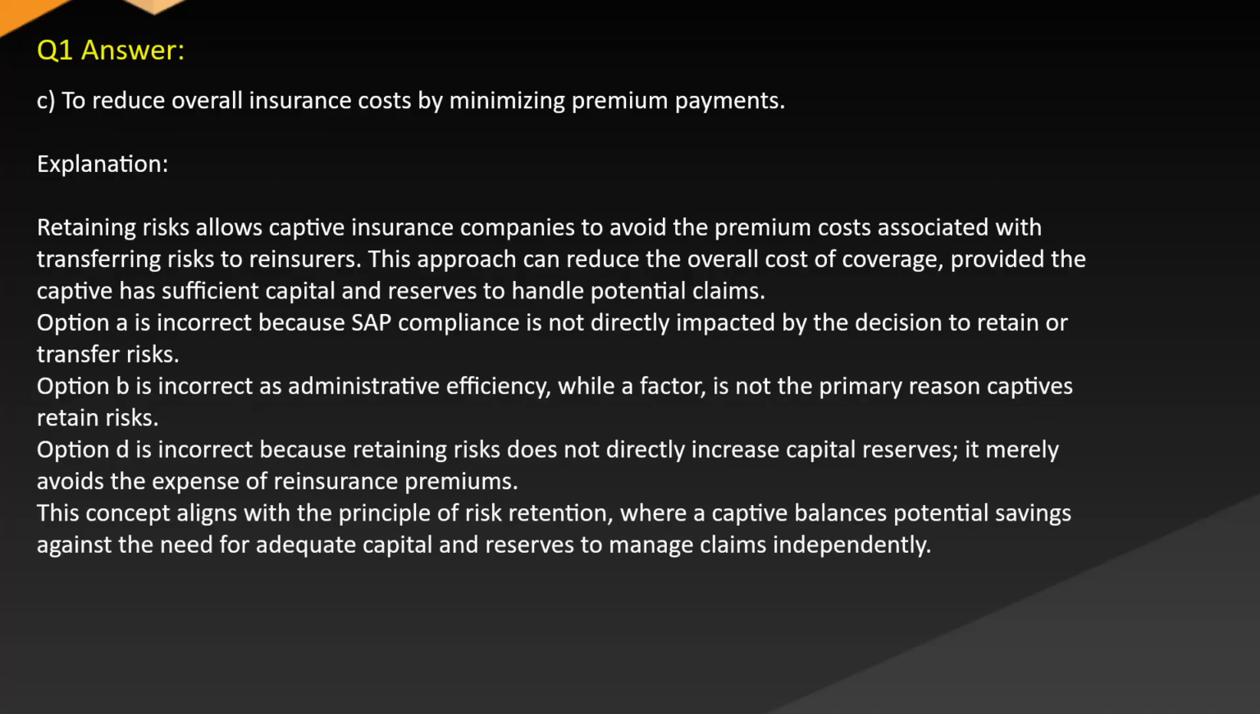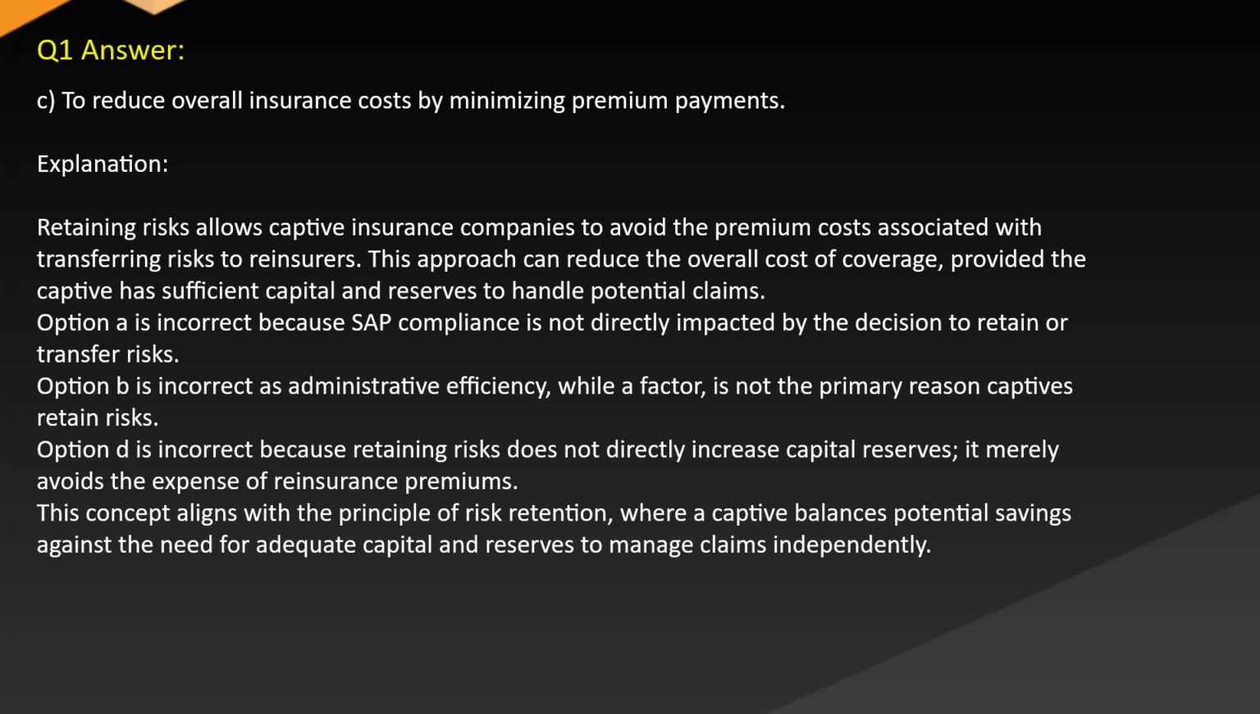Answer: C. To reduce overall insurance costs by minimizing premium payments. Explanation: retaining risks allows captive insurance companies to avoid the premium costs associated with transferring risks to reinsurers. This approach can reduce the overall cost of coverage provided the captive has sufficient capital and reserves to handle potential claims.